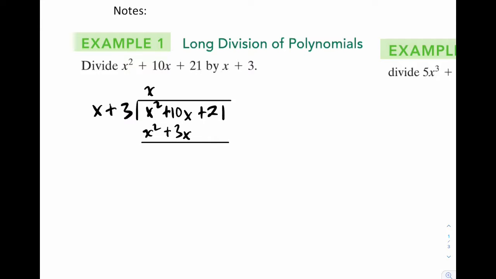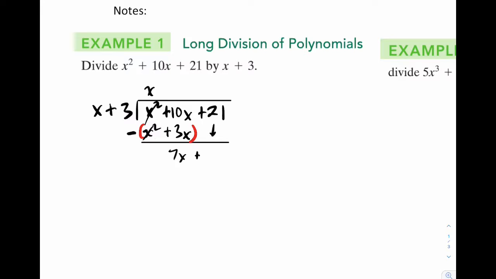Draw your line, subtract. Now here's a part that everybody forgets. Don't forget to put a parenthesis here. That's important. So now when we subtract, be very careful. X squared minus x squared, that's just gone. 10 minus 3, that is 7x.